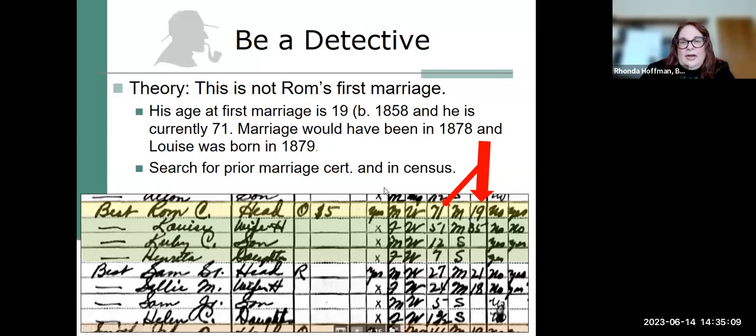Looking further at the record, you're being a detective here, and we notice his age at first marriage is 19 years old, and he's 71 years old. He was born in 1858, and he's currently 71. So the marriage would have been in 1878, and Louise was only born in 1879. So now we know we're going to have to search for more marriages and look further in the census records to see who else he might have been married to.